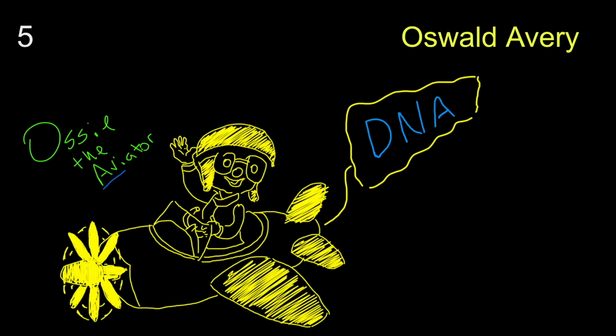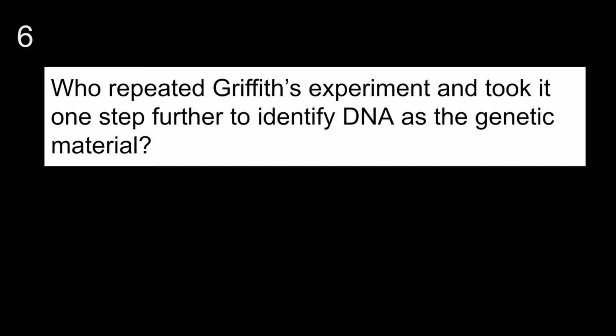He did the same experiment that Freddy Griffith did, but he also figured out that it was DNA that was the genetic material. They didn't know what the genetic material was. Well, Avery figured it out. Ozzy the aviator. Question 6. Who repeated Griffith's experiment and took it one step further to identify DNA as a genetic material? All right, well, first came Freddy Krueger, or Frederick Griffith. Then it's Ozzy the aviator.